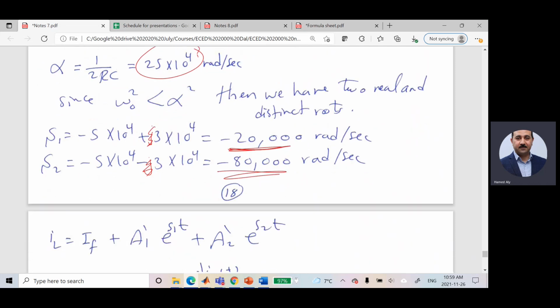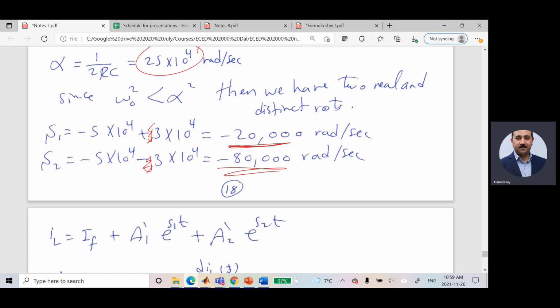Now I'm going to write my equation. iL of t is equal to IF plus A1 times e to the power s1 t plus A2 times e to the power s2 t. Don't ask me what is A1 prime and what's A2 prime. These are two constants. Why I call them A1 prime and A2 prime? Call them A1 and A2. Call them M and Y. Whatever. These are constants. Okay?